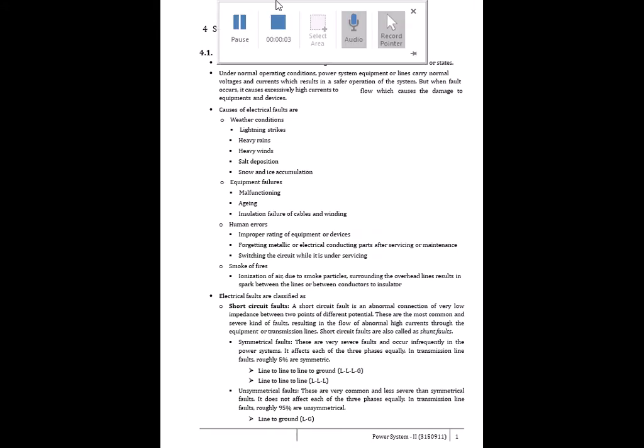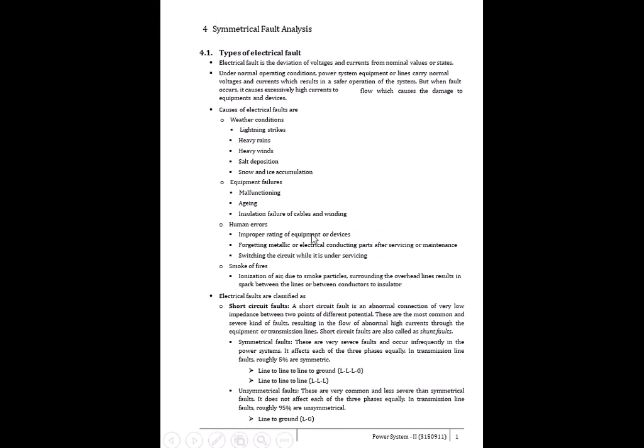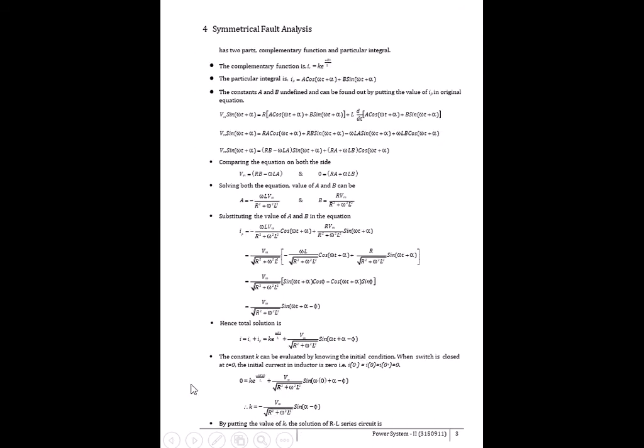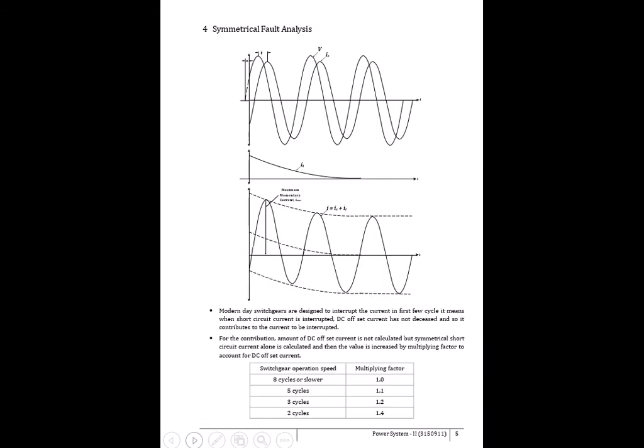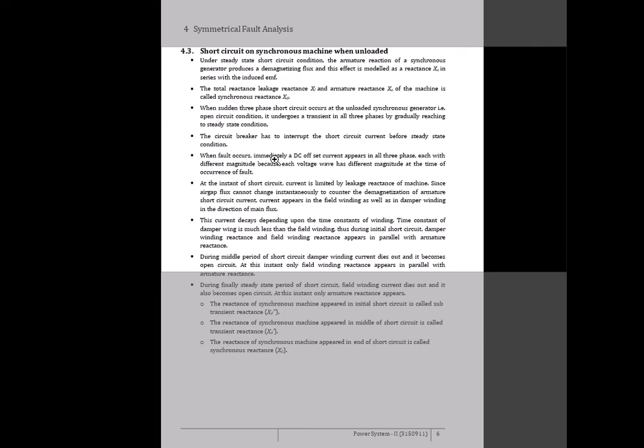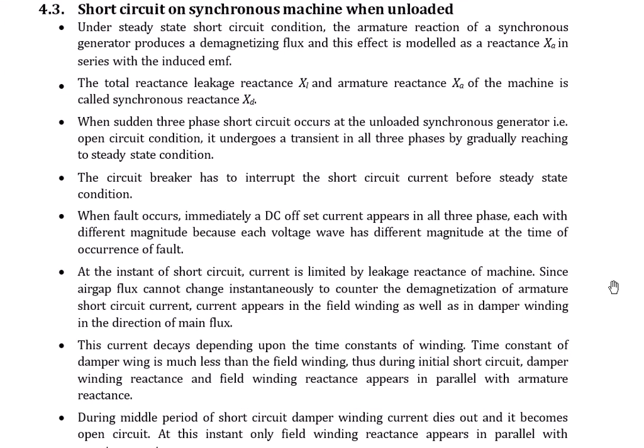Hello student. In the last lecture we discussed the types of electrical faults, causes of faults and short circuit faults, and then we analyzed the transient on the transmission line. We did all the mathematical work in the last lecture, derived the formula for transient faults and analyzed the curves. In today's lecture we will discuss the short circuit on a synchronous machine when unloaded.